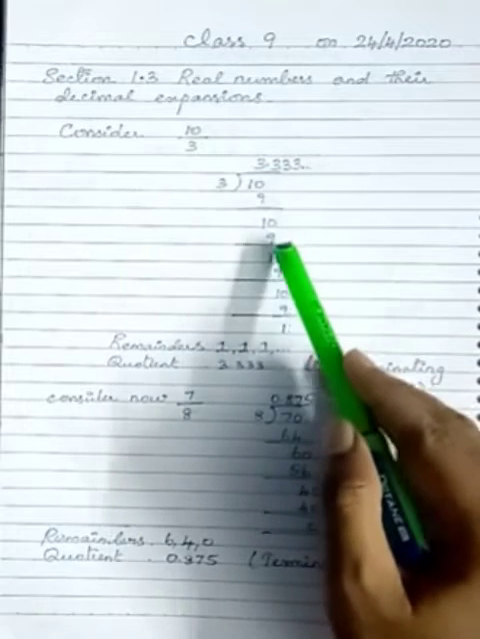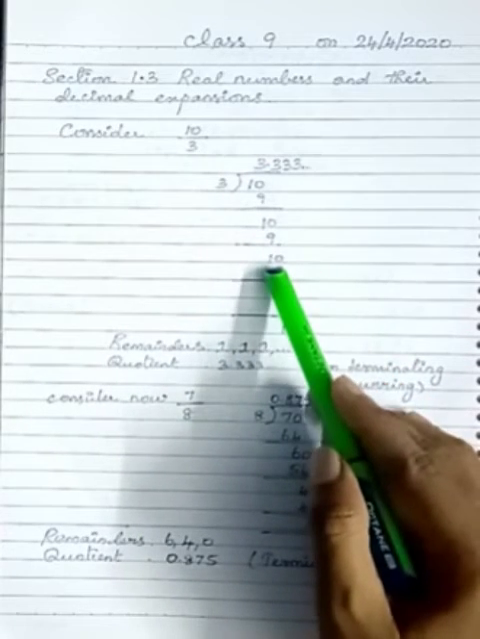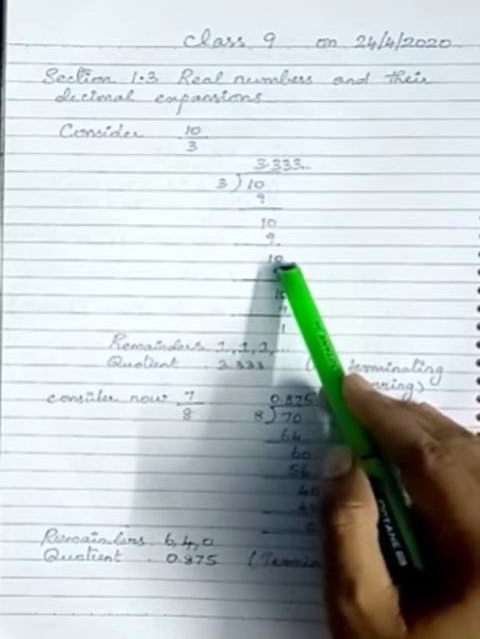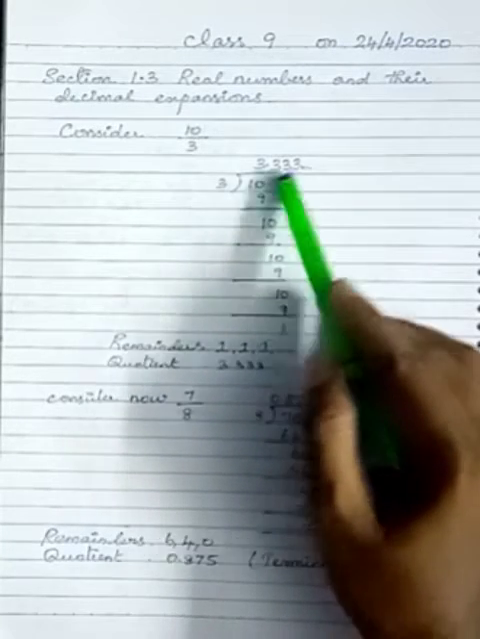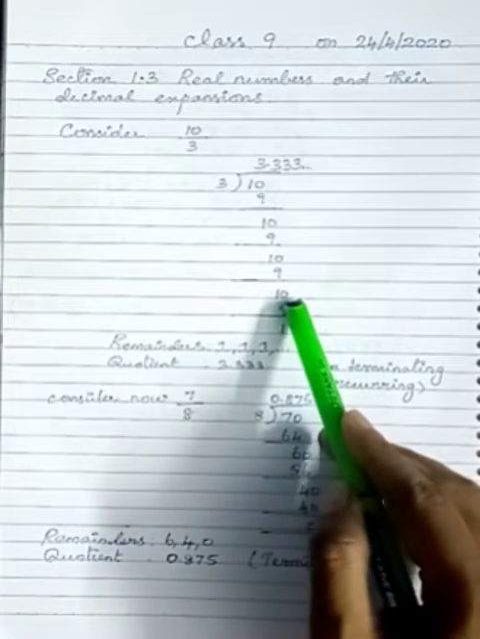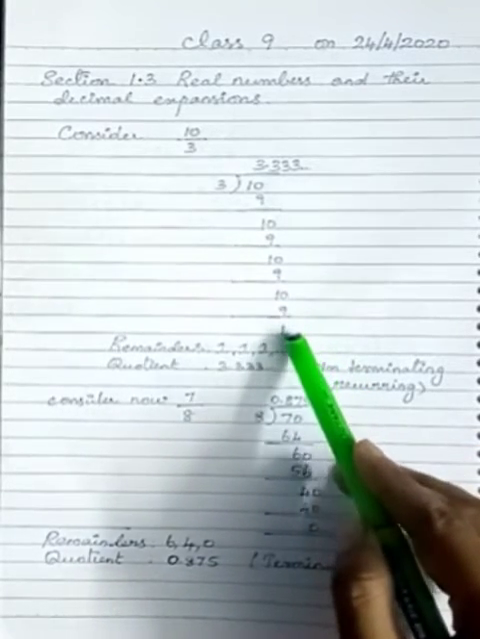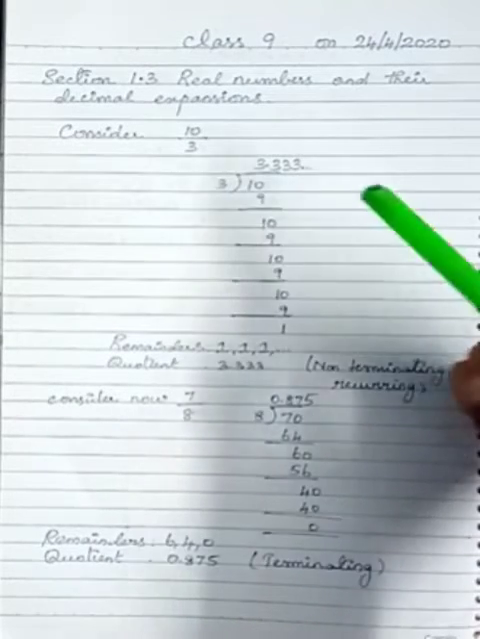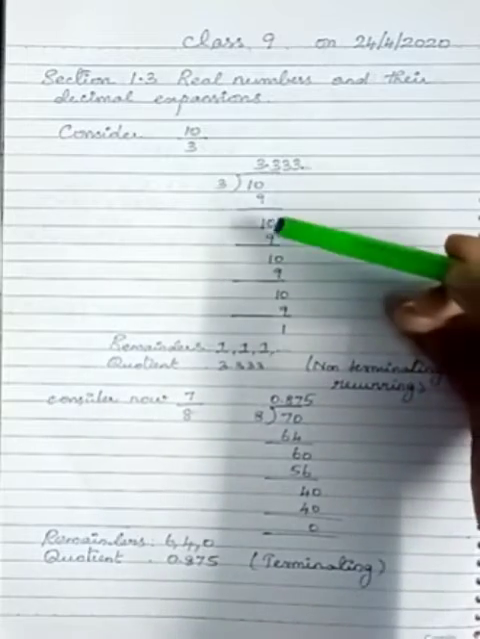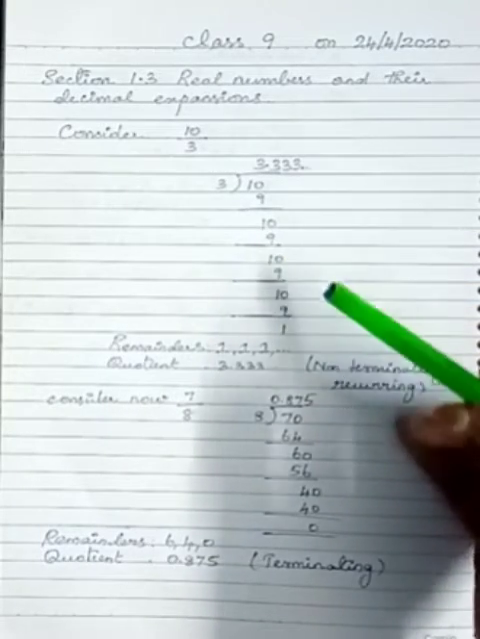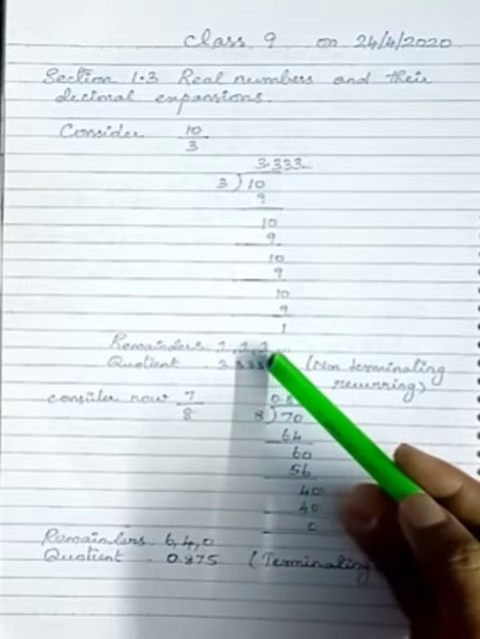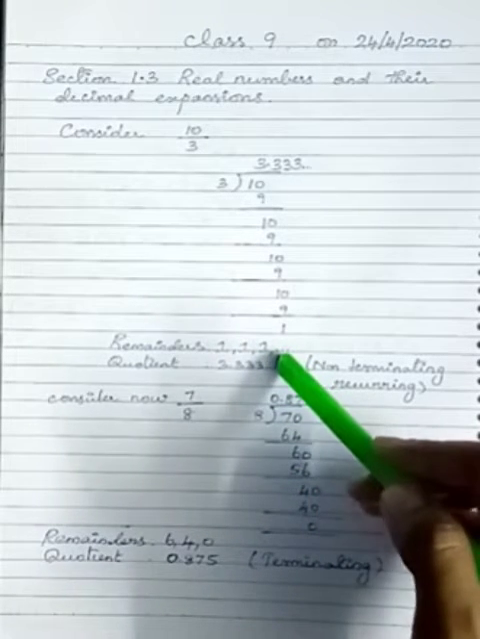Now 3 3s are 9. 10 minus 9, again the remainder is 1. Again we can add a 0 at the units place. 3 3s are 9. 10 minus 9, again 1. So this process goes on indefinitely. So what is the remainder we are getting here? Repeatedly we are getting the same remainder 1. So the remainder is 1, 1, 1, etc. It goes on indefinitely.